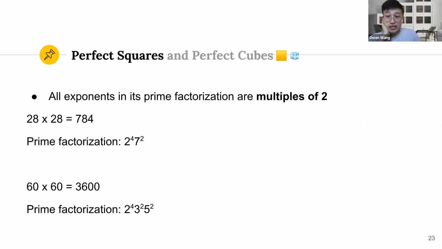So this is a good way to check, if you ever don't know if a number is a square, like 784, and you don't know off the top of your head that it's 28 times 28, you can look at its prime factorization. If everything is even, it has to be a square. Next slide.